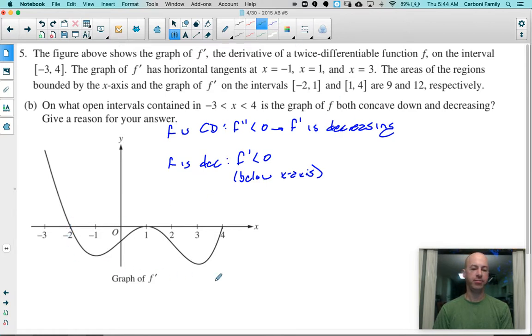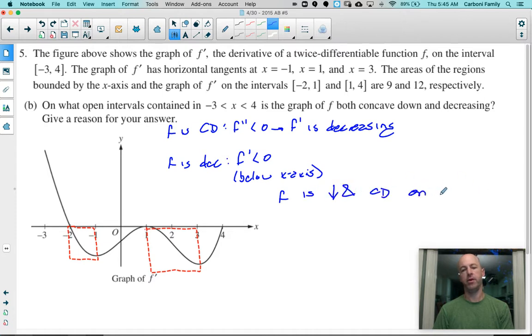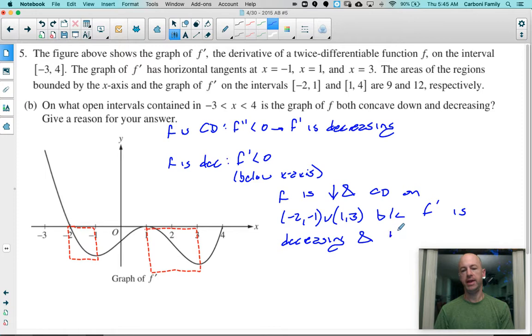And so f prime is negative below the x-axis here. Decreasing at the same time means -2 to -1. That is an interval where this derivative graph is decreasing and negative. And then again from 1 all the way to 3. And so f is decreasing and concave down on -2 to -1, union, and again from 1 to 3, because f prime is decreasing and negative on these intervals. There's number B. Moving on to C, I think.